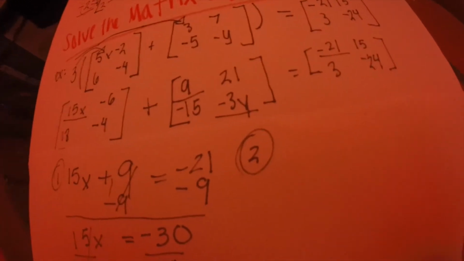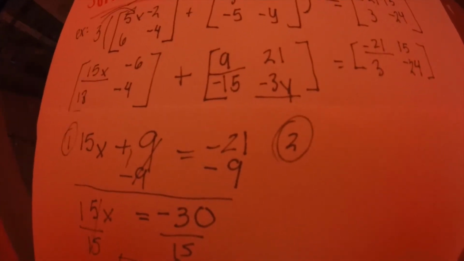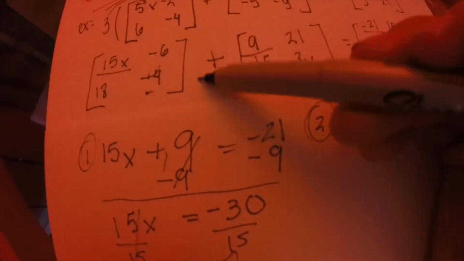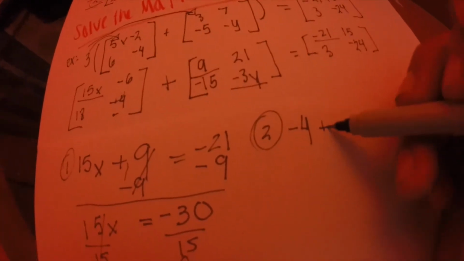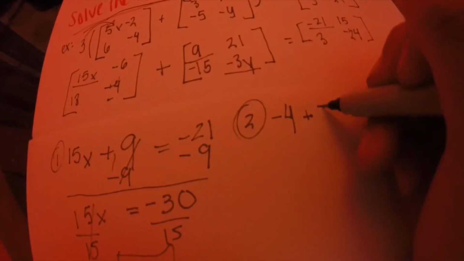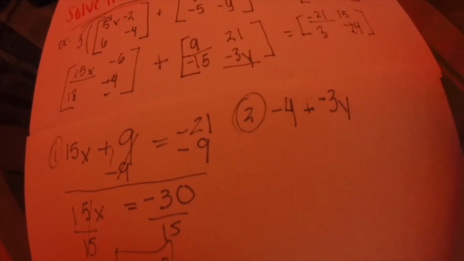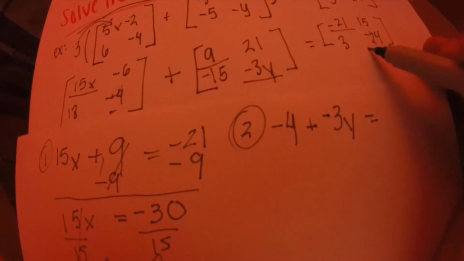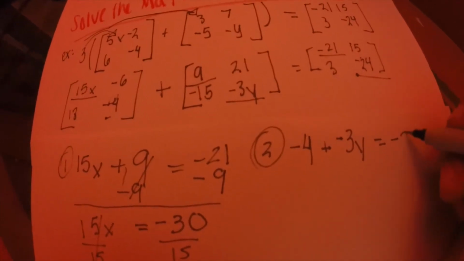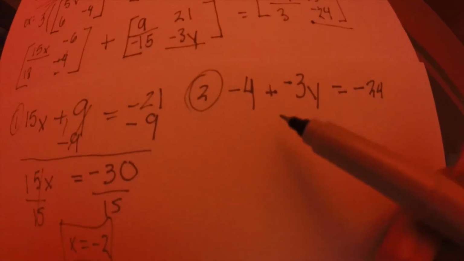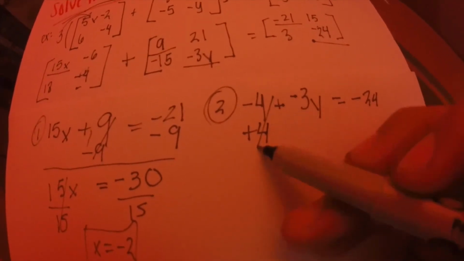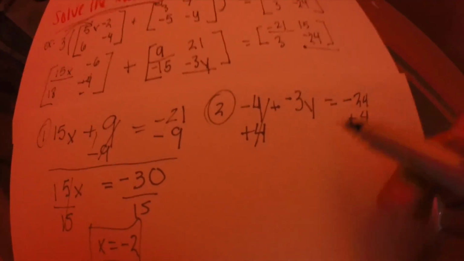Therefore, for your y, you should have negative 4 plus 3y equals negative 24. Then you have plus 4, plus 4.